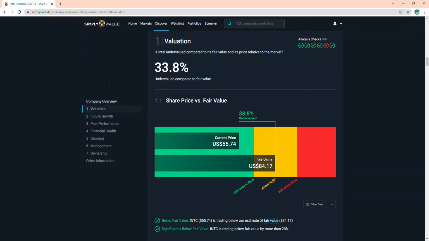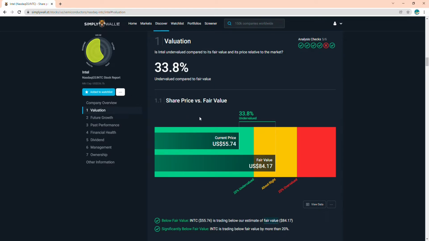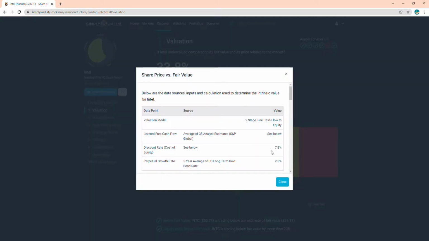Let's take a look at the valuation first, because it's one of the most interesting, I think, valuable features in the Simply Wall Street app. And it says that the company is undervalued by 33%. It gives a fair value of $84. So let's take a look at the data. You can actually take a look at how the calculation is made.